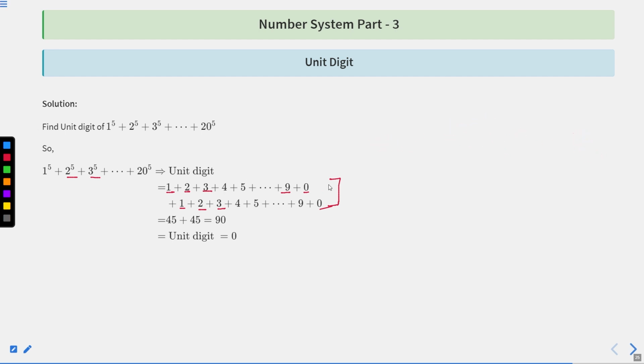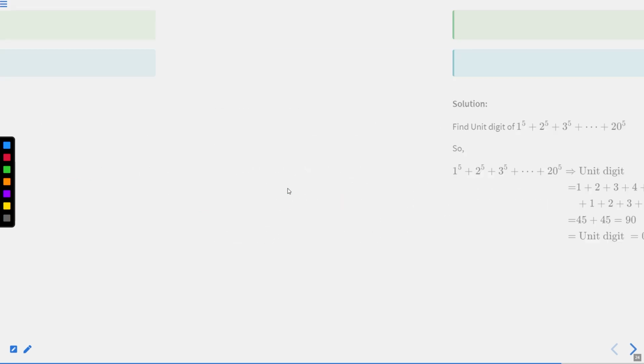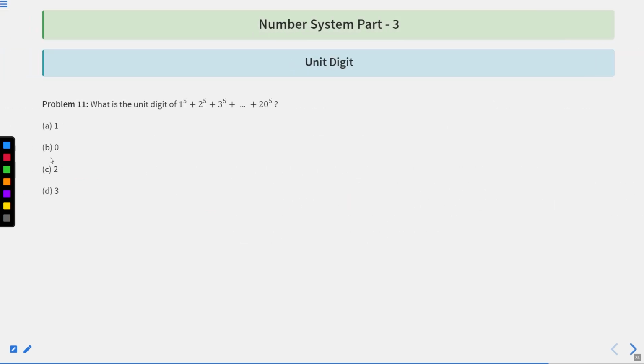So you just have to do simple computation, add them, you will have 45 plus 45, that will be 90. And in 90, the unit digit is 0. So your answer should be option number B, that is 0.